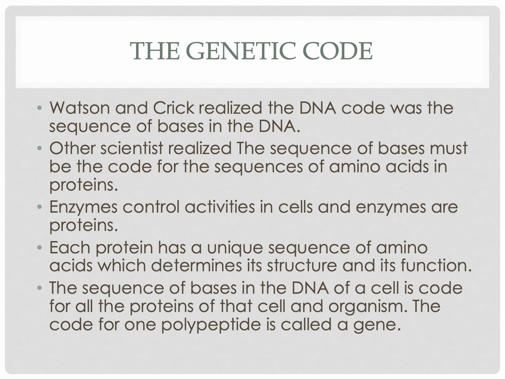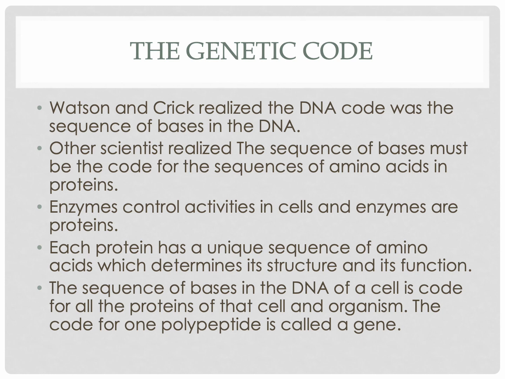Watson and Crick realized the DNA code was the sequence of bases in the DNA. Other scientists realized the sequence of the bases must be the code for the sequences of the amino acids in the proteins. Enzymes control activities in the cells, and enzymes, remember, are proteins. Each protein has a unique sequence of amino acids which determines its structure and function. The sequence of the bases in the DNA of a cell is the code for all the proteins of that cell and organism.